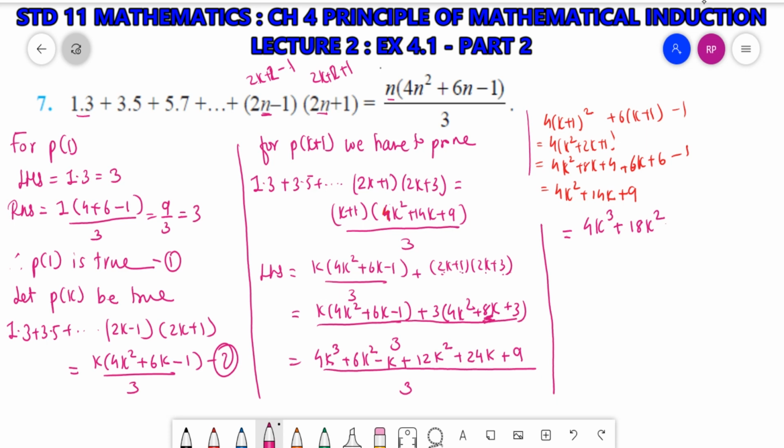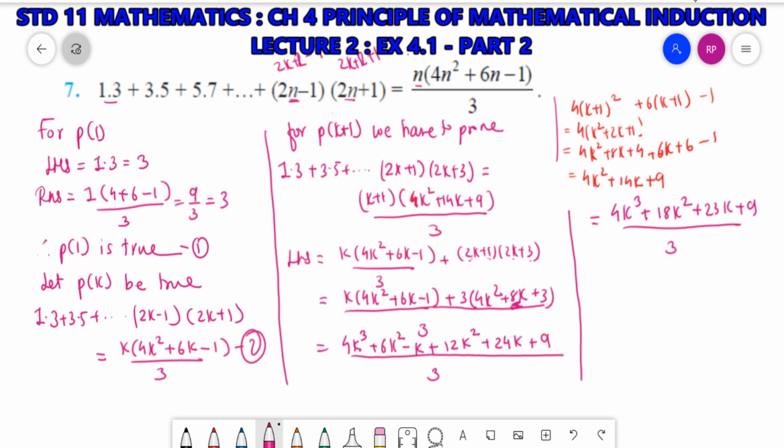So that will be equal to plus 23k plus 9 upon 3. Okay, now we need to factorize. So now we will factorize the numerator.